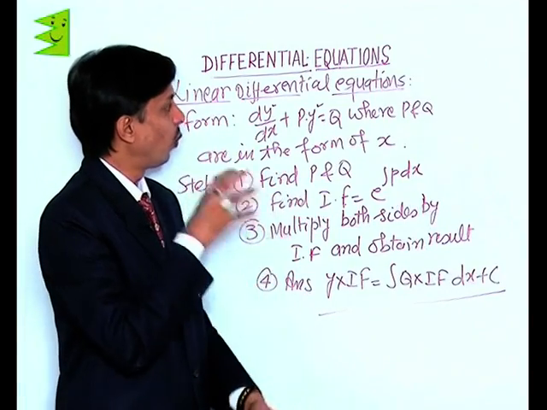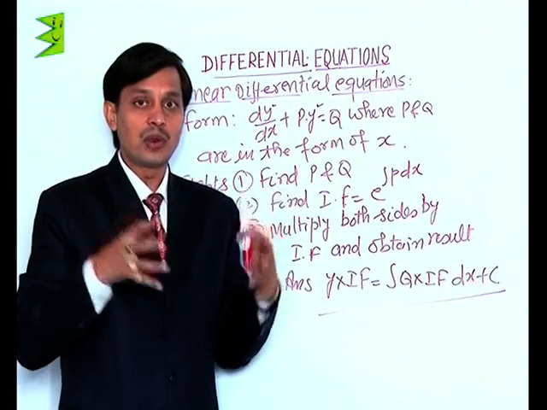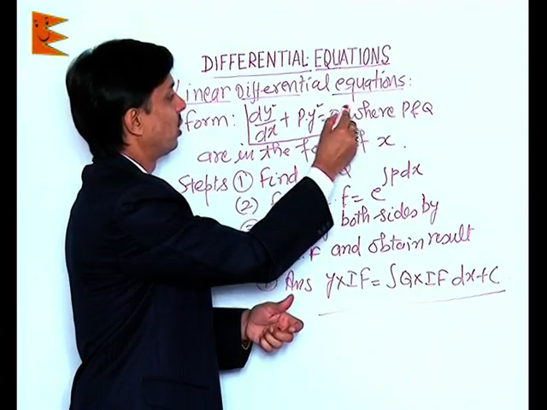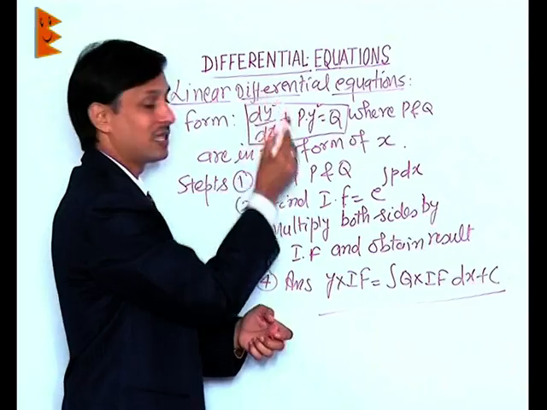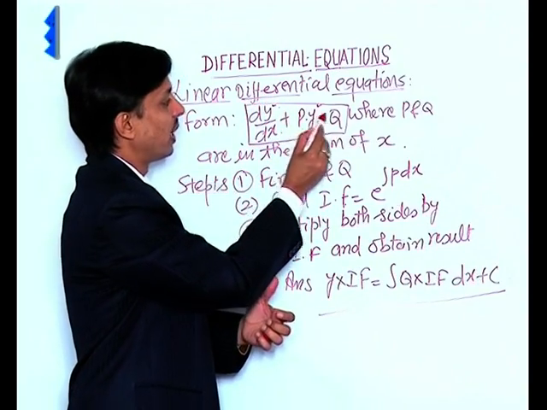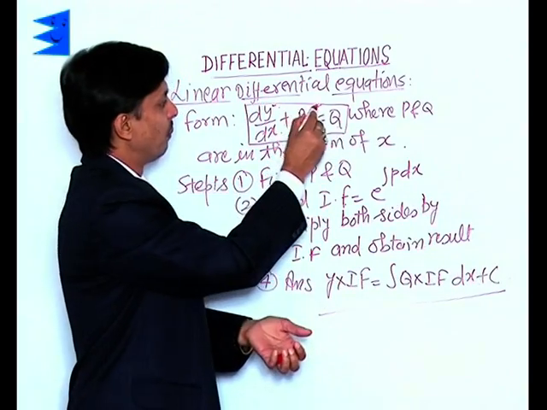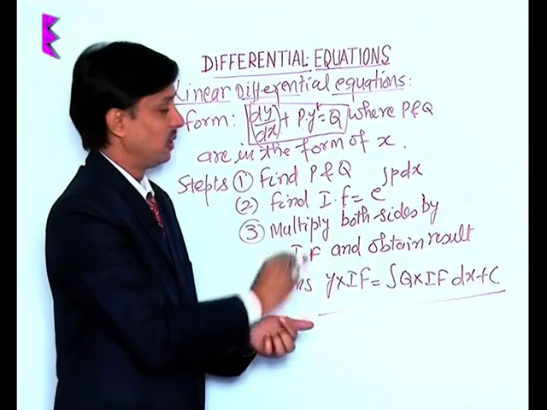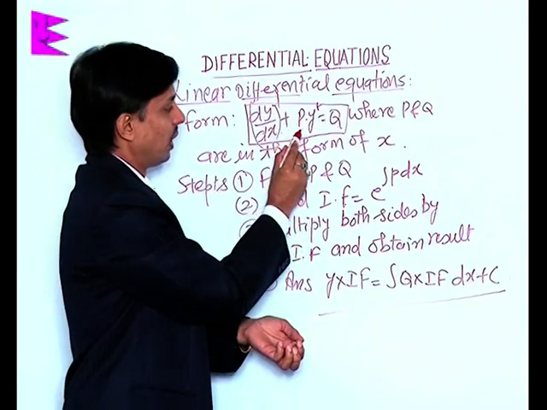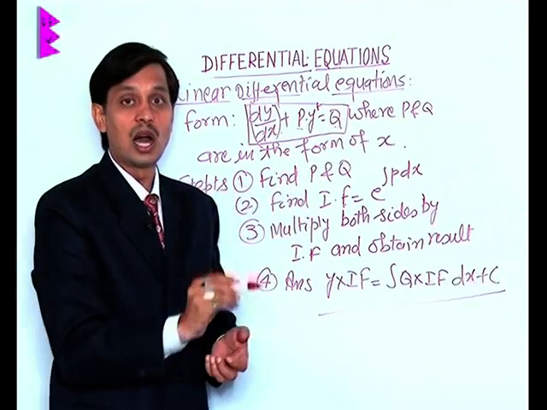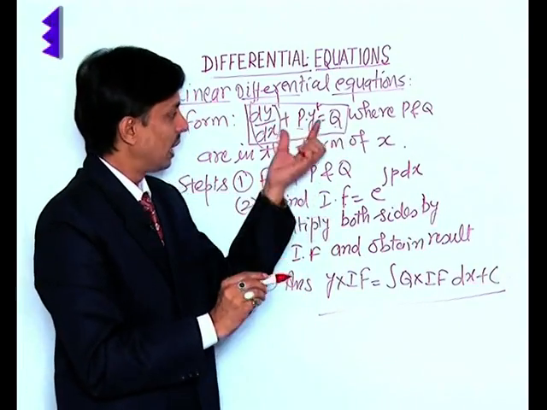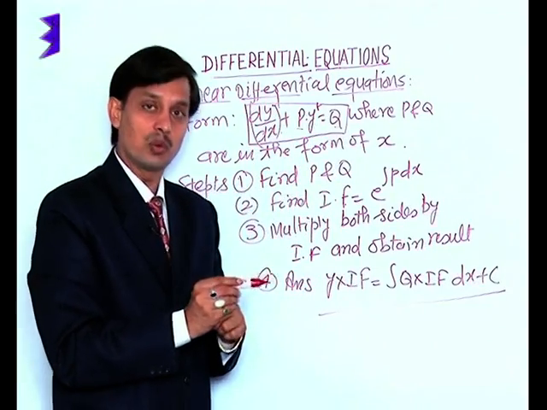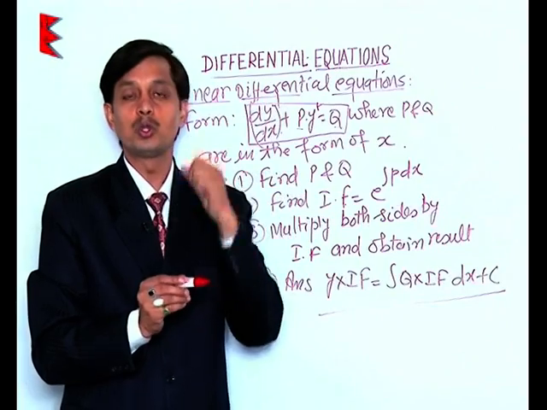So to know whether the problem is a linear differential equation, we must know that the problem belongs to this form: dy by dx plus p into y is equal to q. The power of y is 1. Here the dy by dx power is 1, it is a first order derivative, and the terms p and q are functions of x. So if the question is a linear differential equation, then what is the approach to solve it?